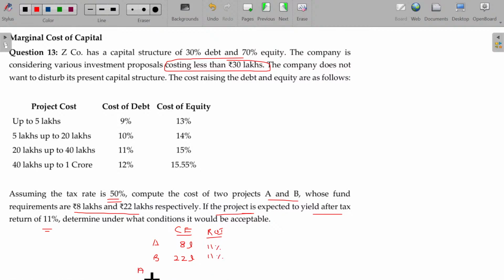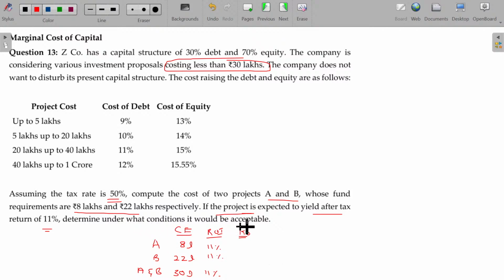If you want to invest only in A, you invest 8 lakhs and you will get 11%. If you invest only in B, you need 22 lakhs and you can get 11%. You can invest in A and B put together. In that case, you need 30 lakhs, and your return is only 11%. Now I have to verify the overall cost of capital for every funding option, right?